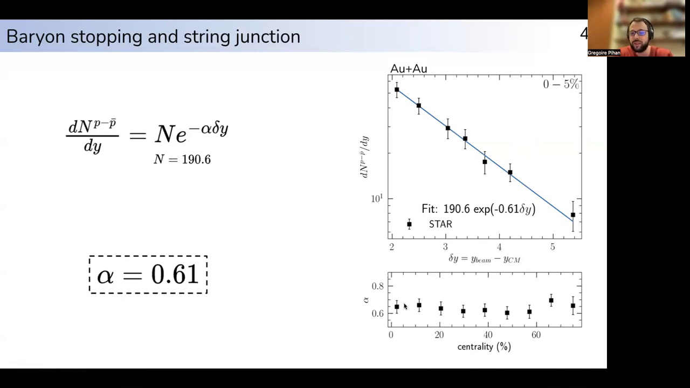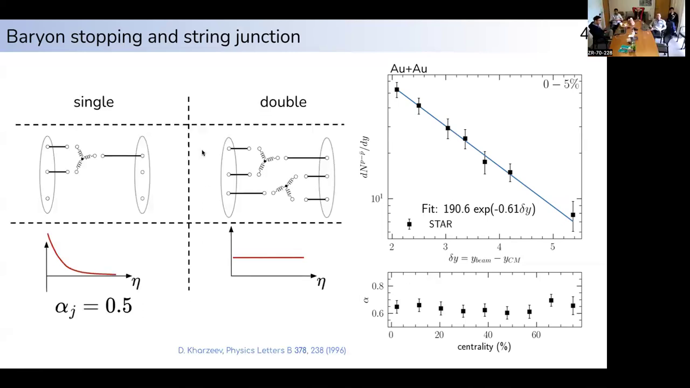So this is for most central collision, but we can do that for any selection in centrality, and we found quite the same number. So basically, the baryon number is stopping in a consistent way between all of these centrality cuts.